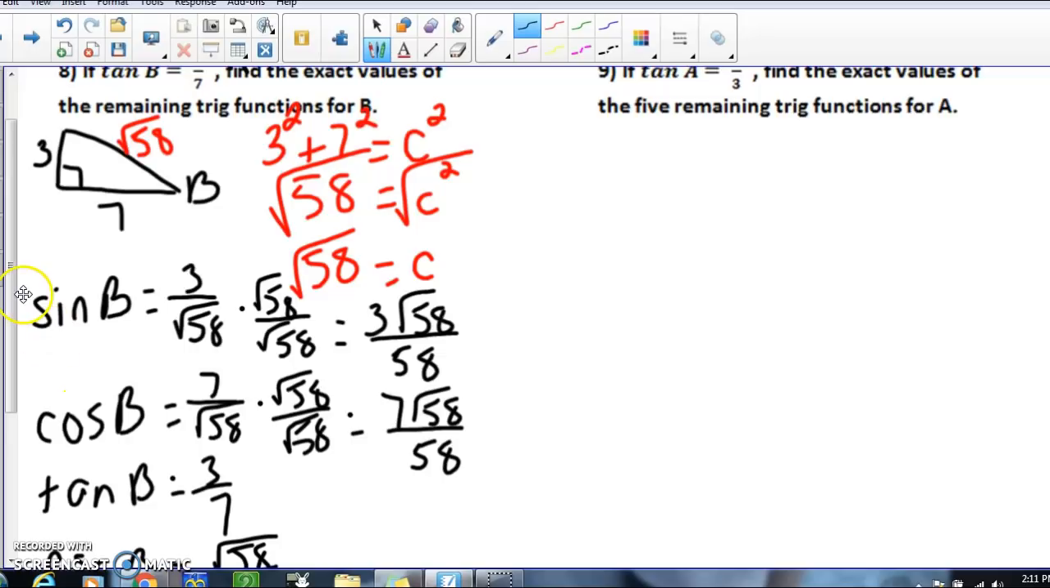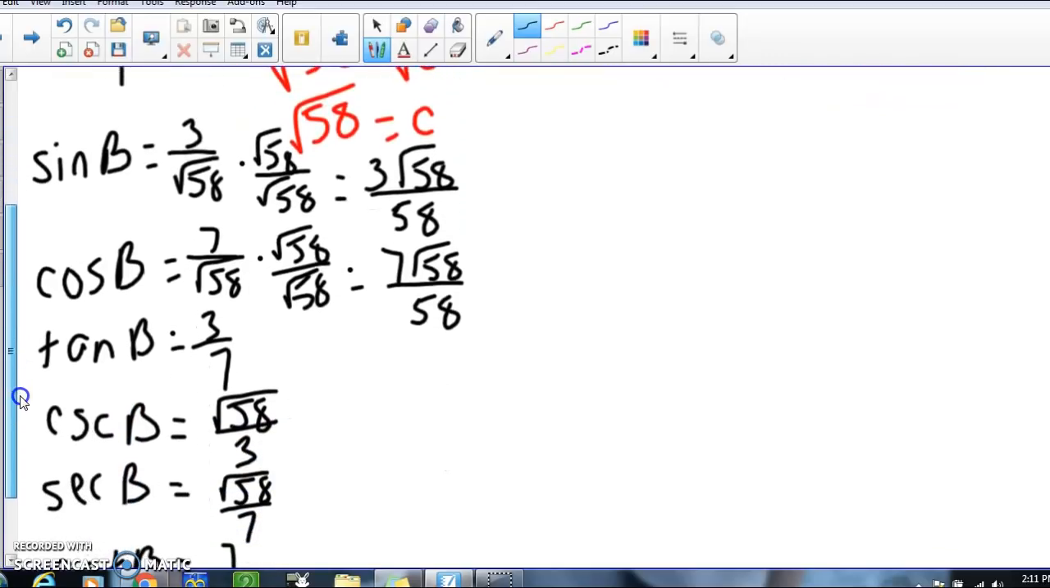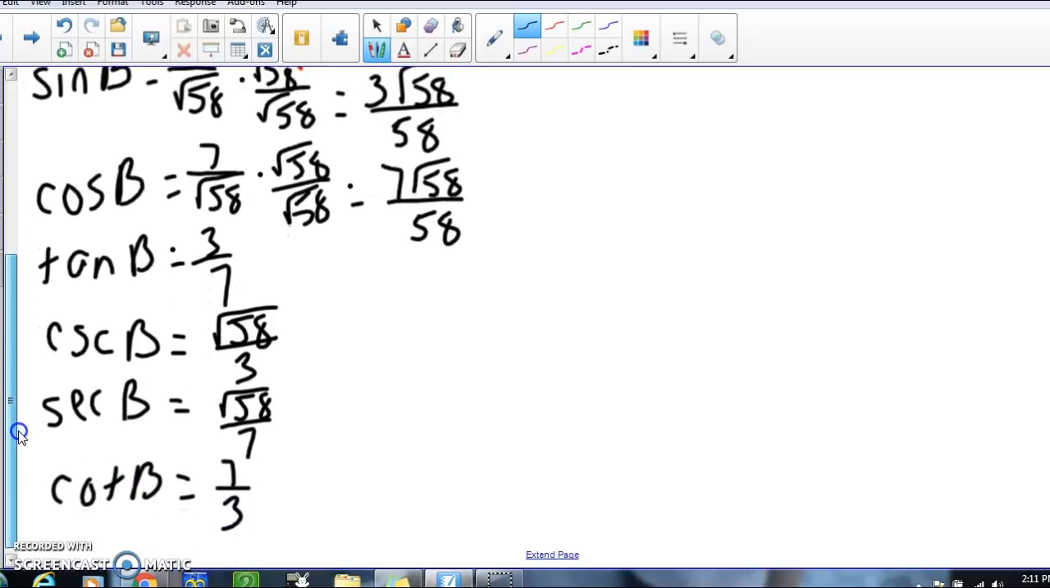Okay, so let's look at this one. This was not a pretty whole number. We ended up getting that the hypotenuse was the square root of 58. Then with sine and cosine, when I went to build those ratios, that had a radical in the denominator, which I couldn't leave, so I had to fix those. So I had sine, cosine, tangent, cosecant, secant, cotangent.